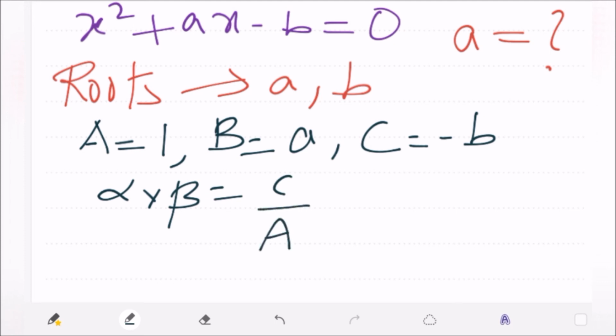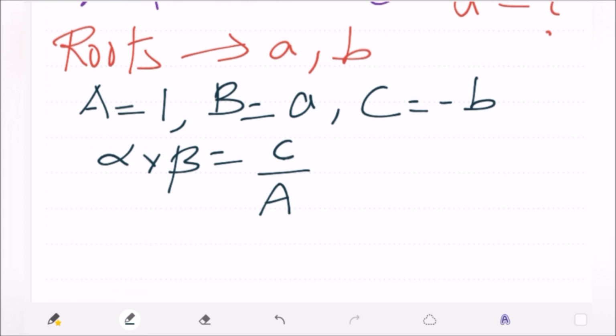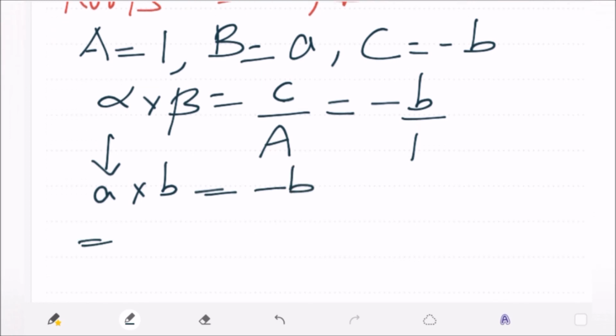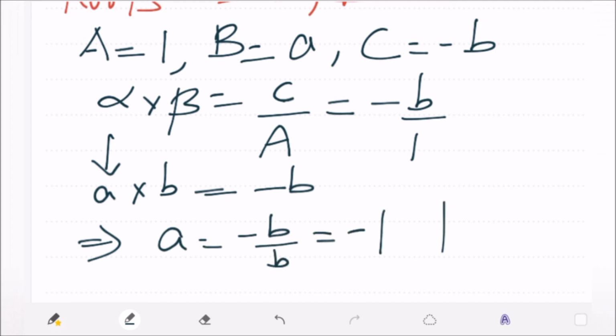So here we know that alpha into beta, that is product of the roots, is equal to c by a, that is the coefficients. Now the c value is minus b and capital A is 1. Now alpha is small letter a and beta is small letter b. So it is equal to minus b. So on solving this, we will get a equals to minus b by b, which is equal to minus 1. So we get a equals to minus 1.